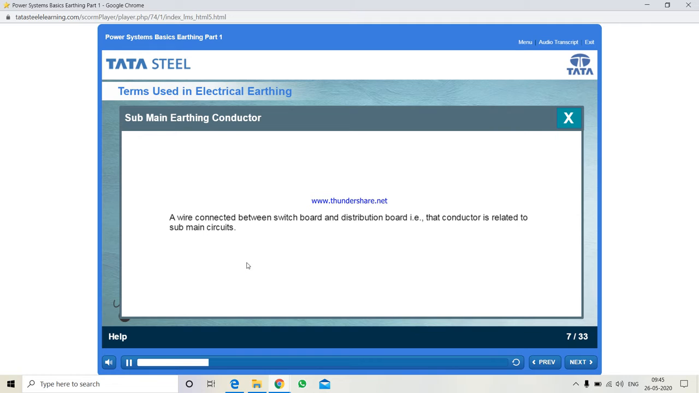Sub-main earthing conductor. A wire connected between switchboard and distribution board, that is, the conductor is related to sub-main circuits.